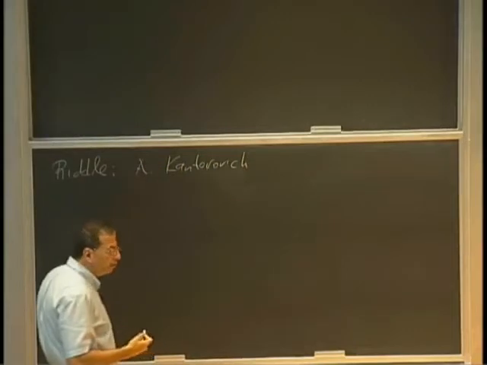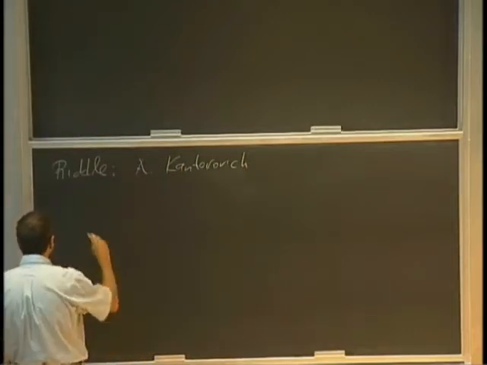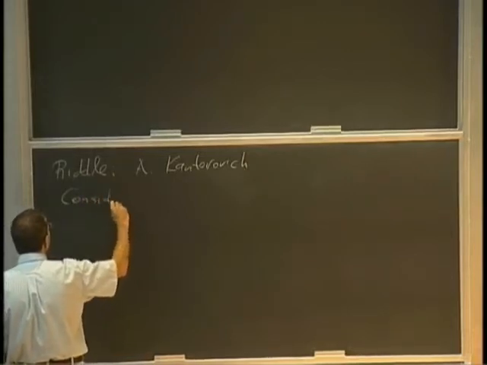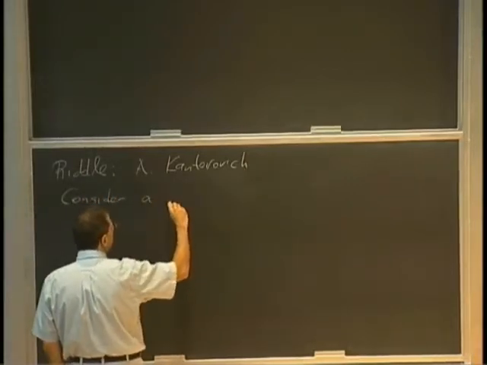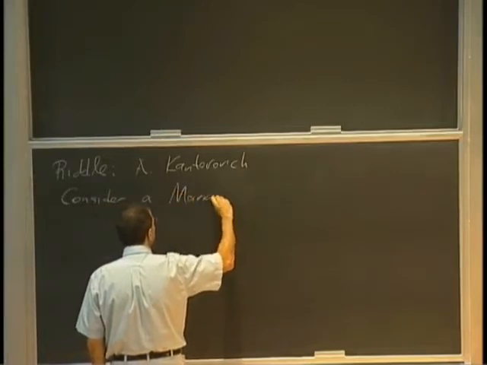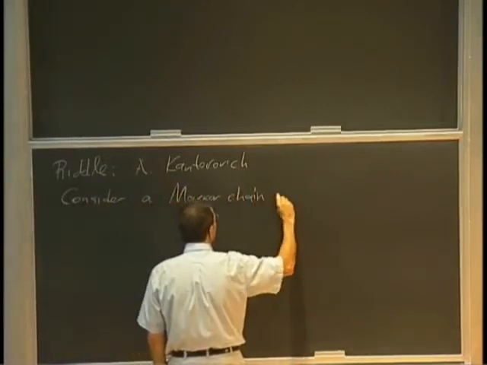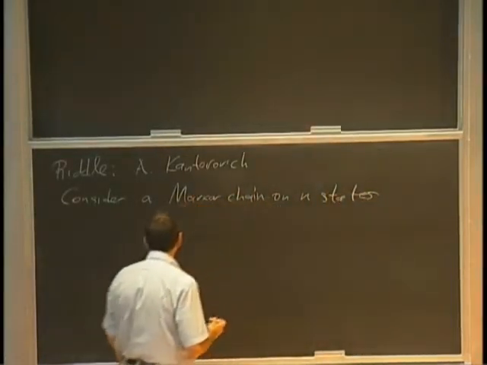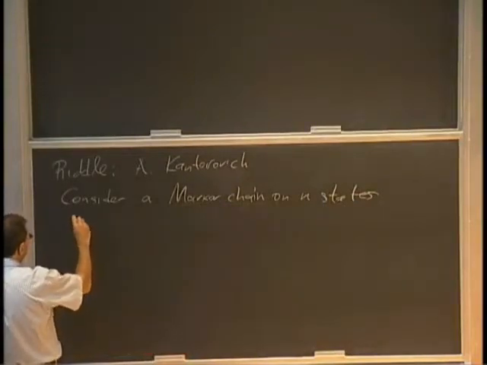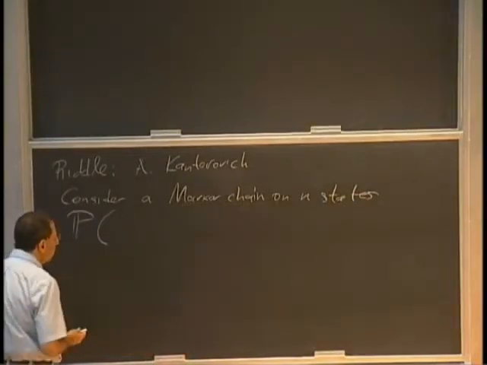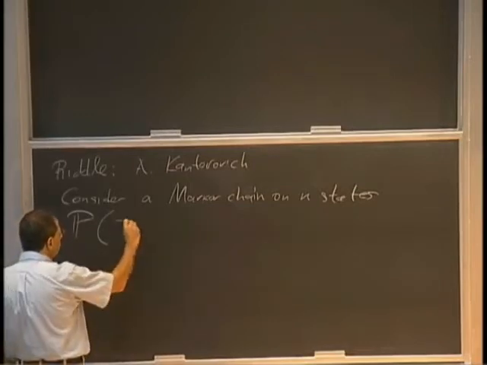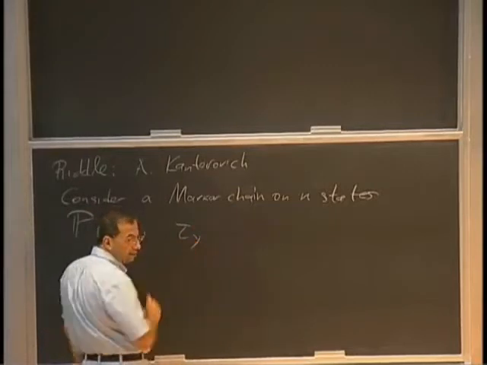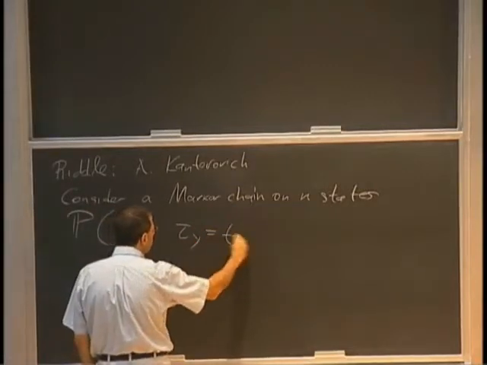And he asked the following very simple question. Consider a discrete time Markov chain on n states. Can you bound the probability that at time t we visit a new state? So there is some state y, so that the hitting time tau y, this is the first time we visit y, equals t.